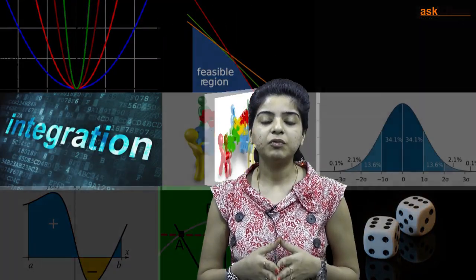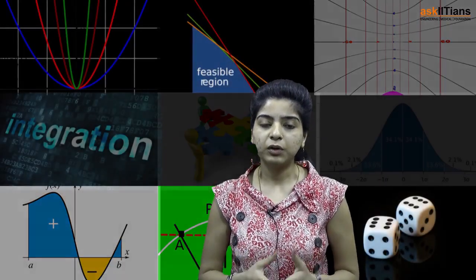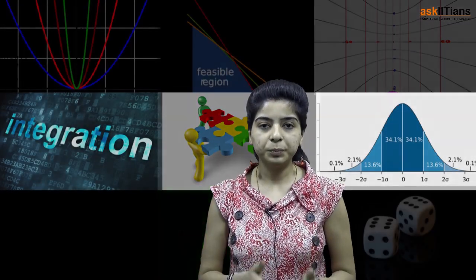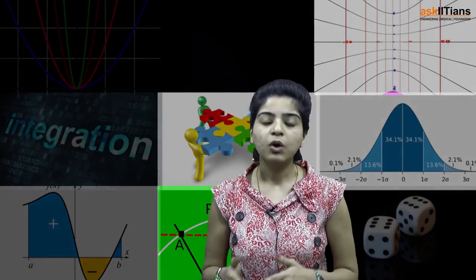So I hope you must have understood the various cases of bounded area. We discussed various cases like if you have a curve of the form y = f(x) and you are supposed to find out the area bounded by this curve, the x-axis and the ordinates x = a and x = b, then that area is given by integral a to b f(x) dx, or you can say integral a to b y dx.